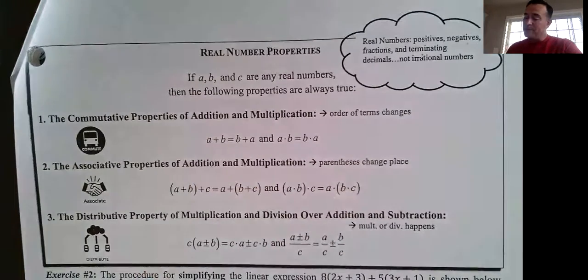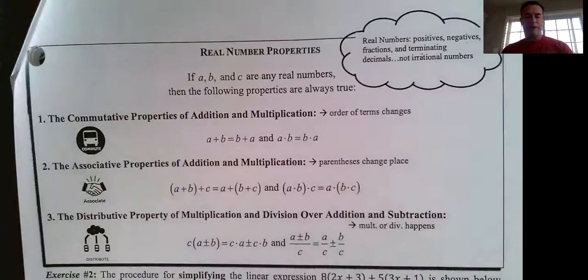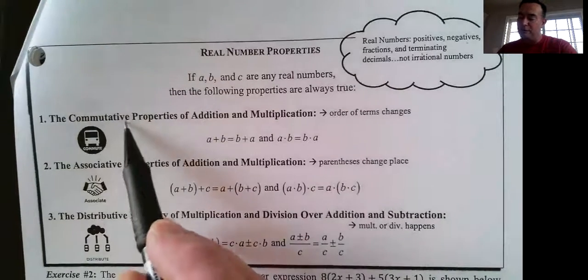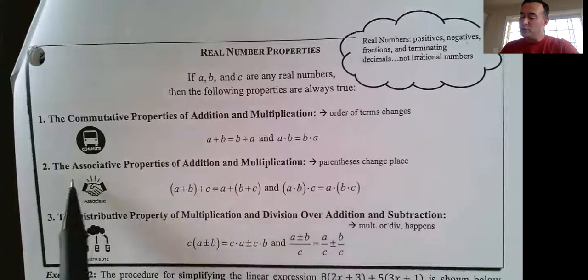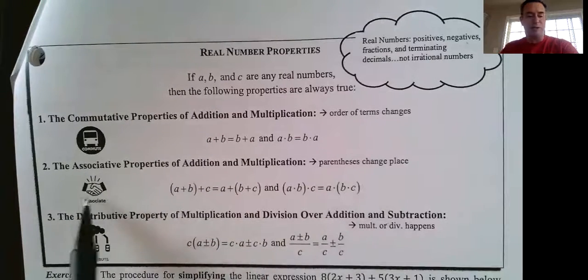Okay, so what we're going to be talking about today are three properties that we go along with in explaining how some numbers will work with each other. These are the commutative, and you see we have this little bus here to commute, to go from one place to another. The associative, which means we associate two things, so we've got two hands that are kind of shaking each other. And the distributive property, which means we are distributing from one thing to two or three things.